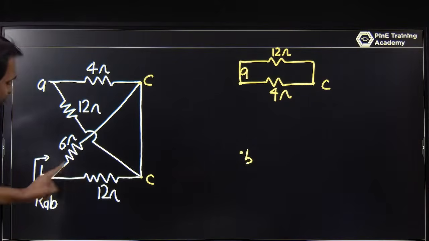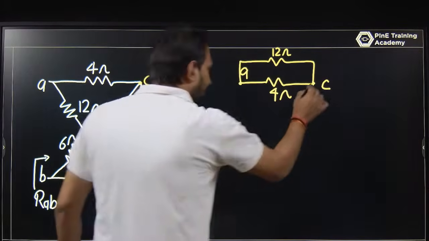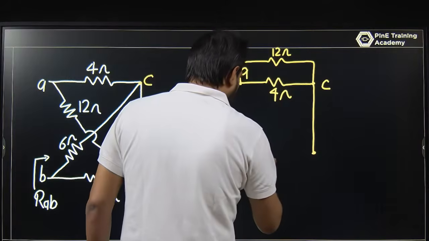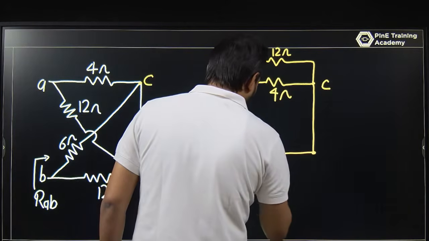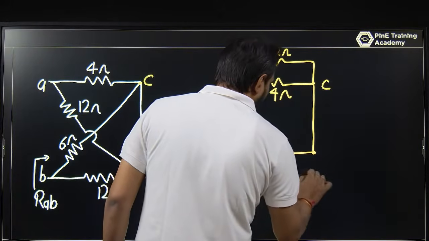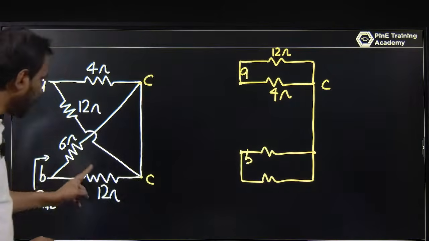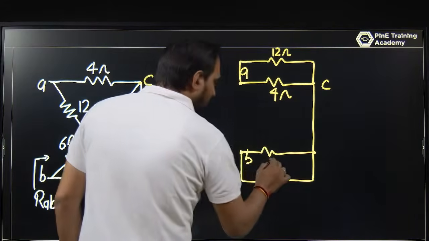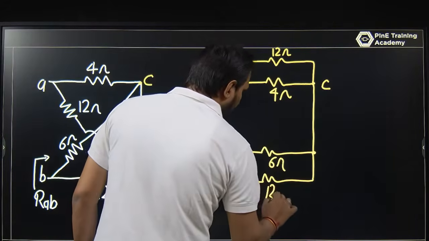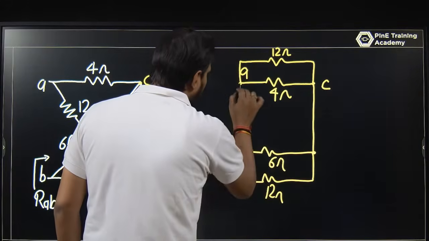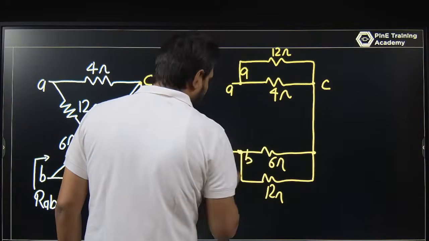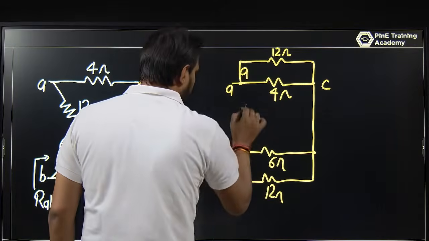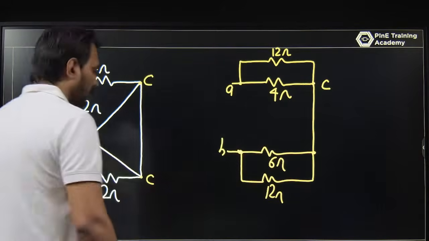B to C and B to C. Of course, let this also be C here. B to C is 6 ohm or 12 ohm. And I am just interested to determine what is RAB.